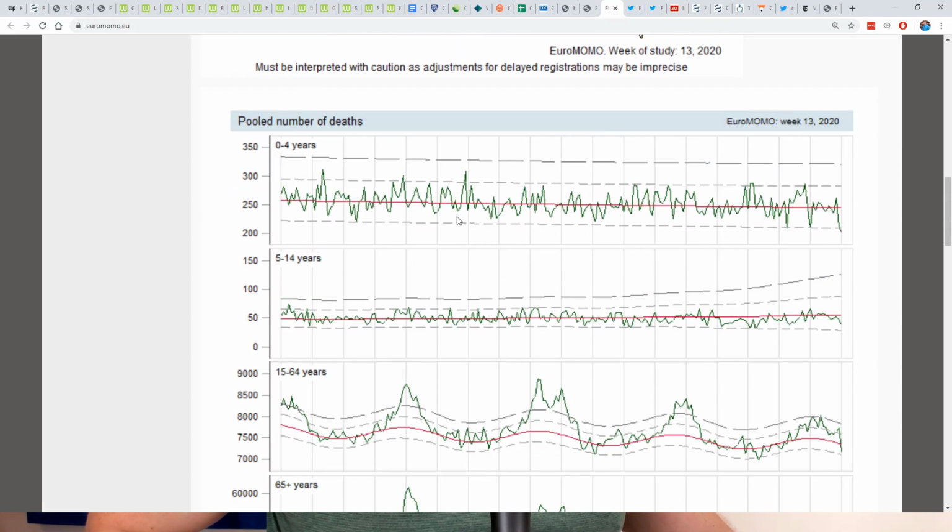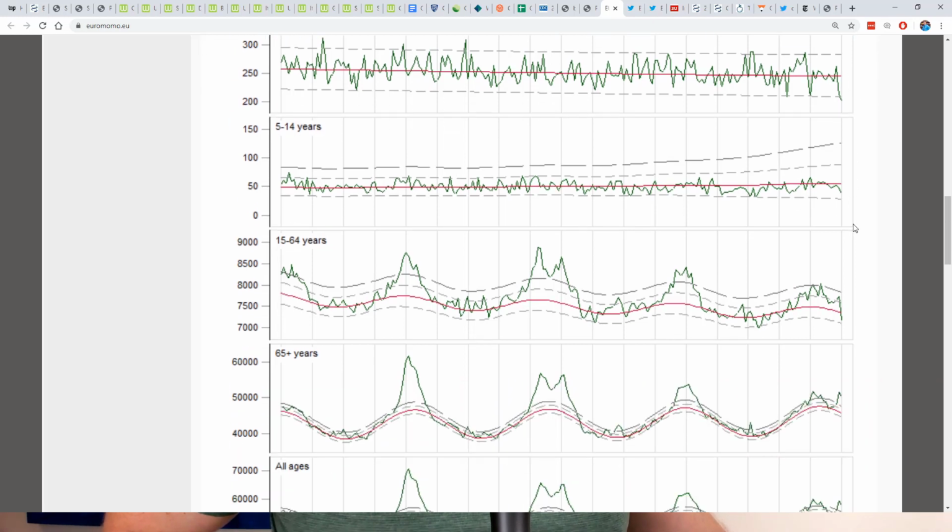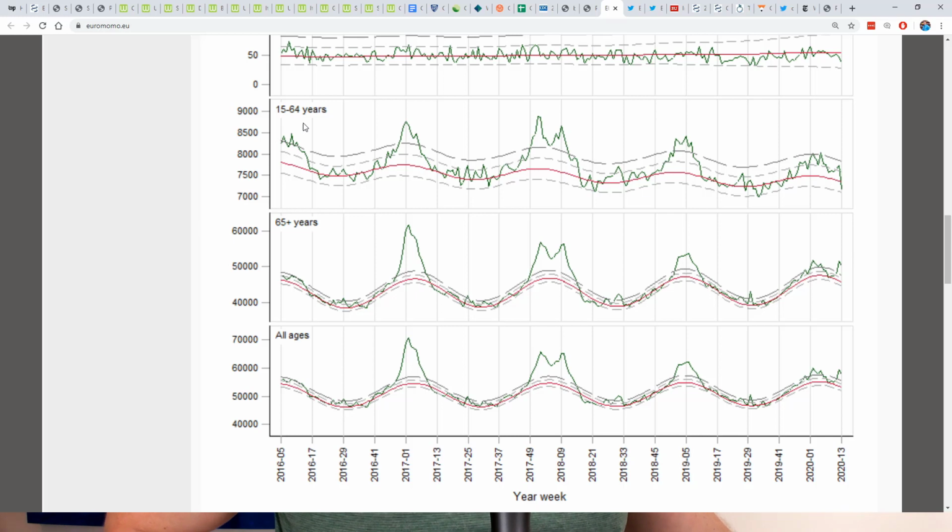So based on that, you can see for age 0 to 4 in Europe across the board, the overall average amount of death is actually down. We're actually down on deaths. From 5 to 14, the green line, we're below that red line. That's actually down. Look at age 15 to 64. We're actually down on that.